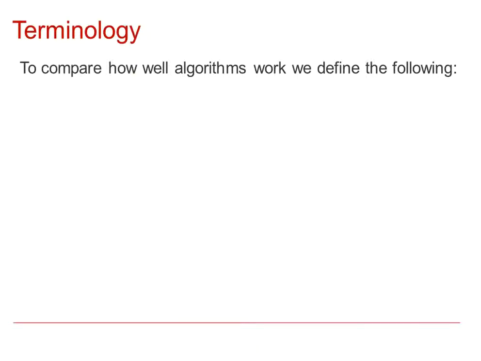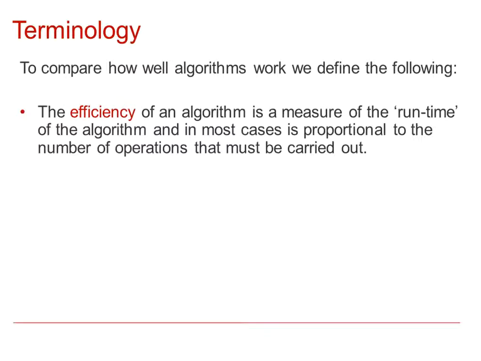To compare how well algorithms work, we define the following. The efficiency of an algorithm is a measure of the runtime of the algorithm, or how long the algorithm takes to produce a result. And in most cases this is proportional to the number of operations that must be carried out.